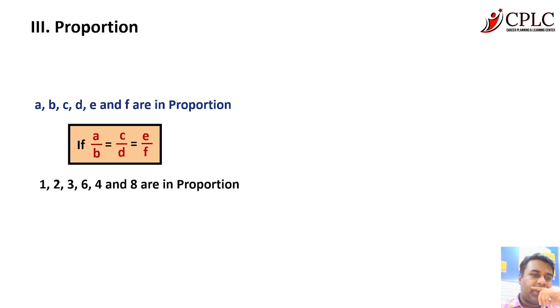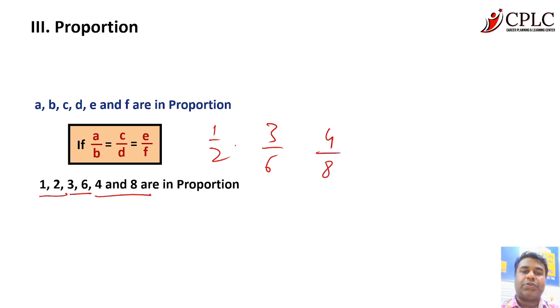So for example, 1, 2, 3, 6, 4, 8 are in proportion. What does it mean? If I see 1 and 2, the ratio is 1 upon 2. Then look at 3 and 6, 3 by 6, again the ratio is 1 by 2 if you simplify. Then 4 and 8, again the ratio is 1 by 2. So these three are the same, so 1, 2, 3, 6, 4, 8 are in proportion.